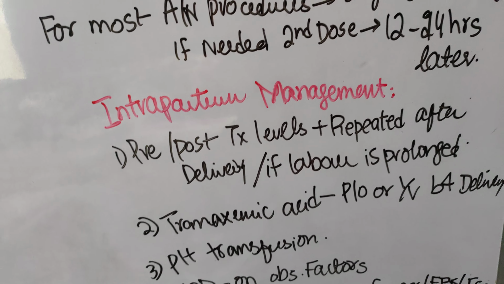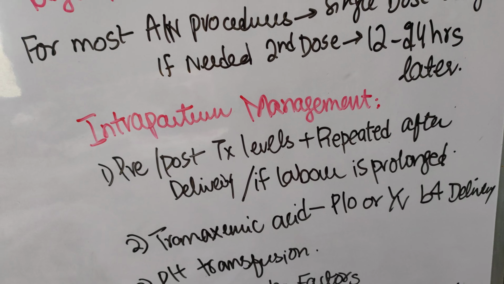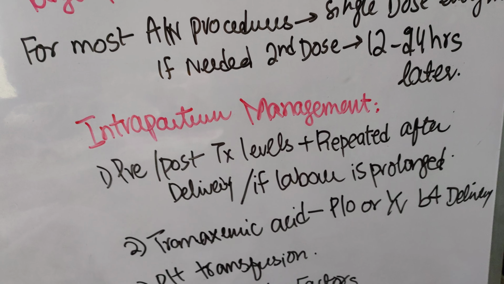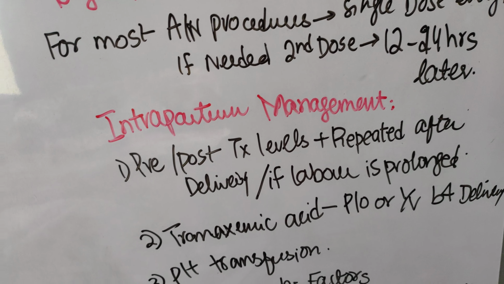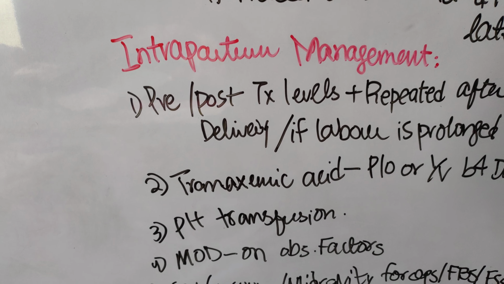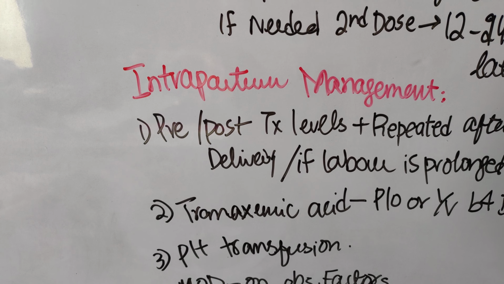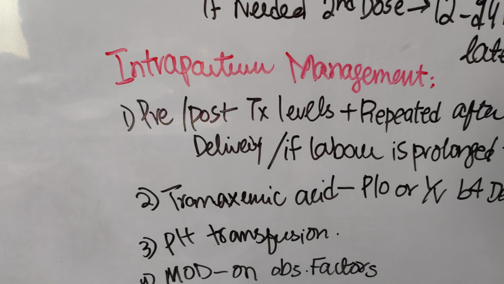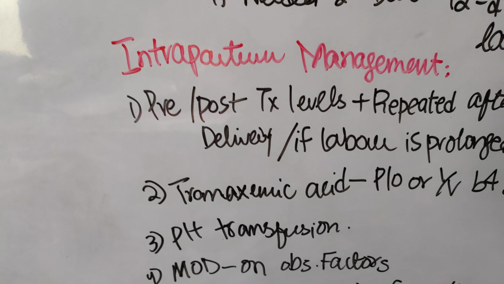Tranexamic acid can be given orally or even by intravenous route. Before delivery, it can be started. There can be a platelet transfusion need in case of type 2 von Willebrand disease, in which desmopressin was given and it caused the thrombocytopenia.